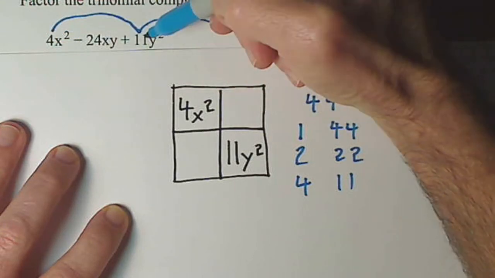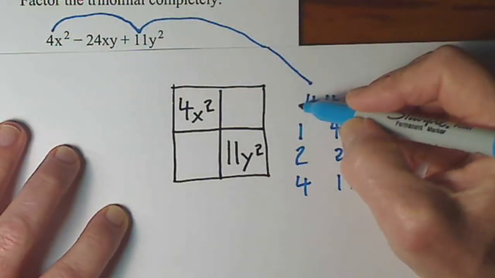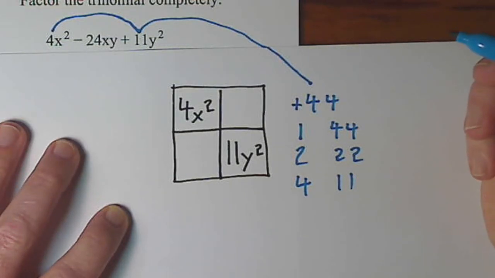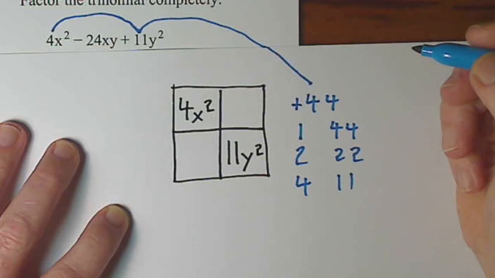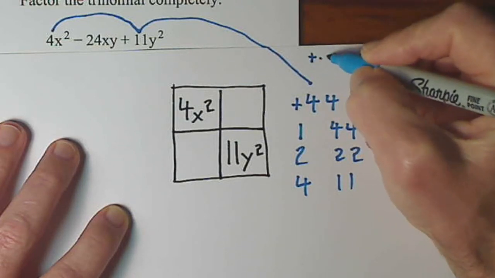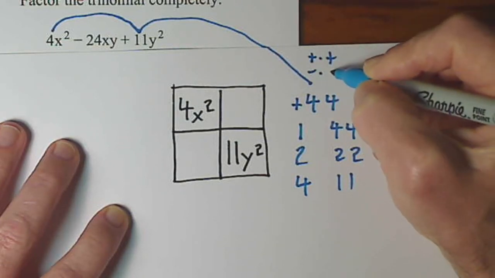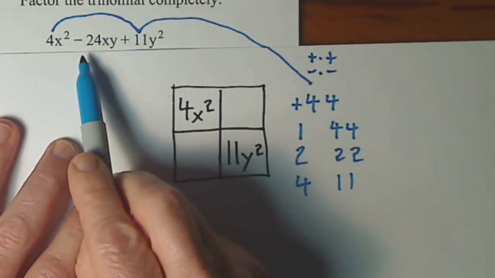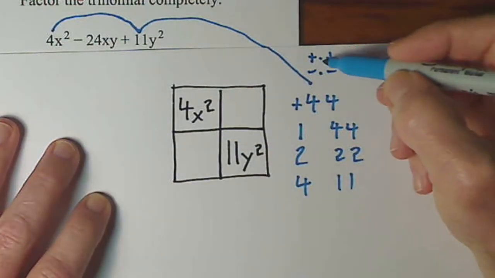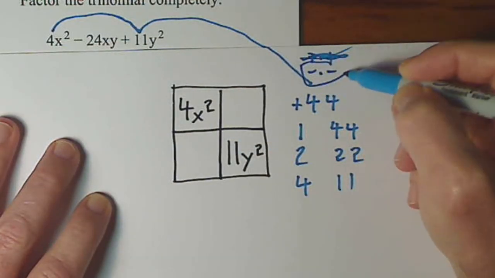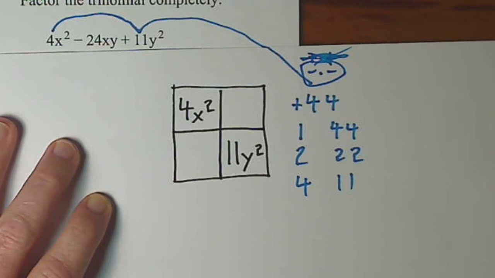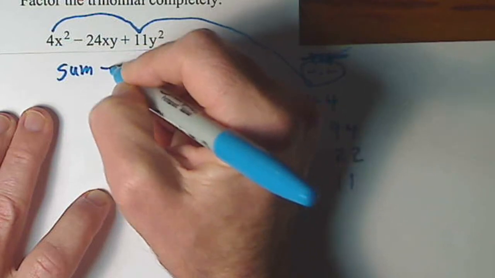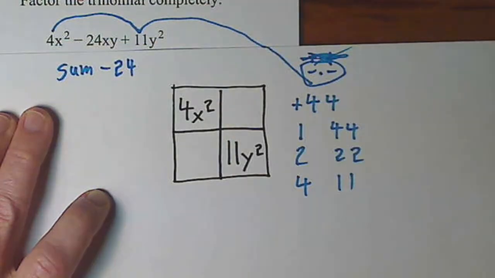Positive 4 times positive 11 gives us a positive 44. The only way to get a positive 44, if you're multiplying, is to have positive times positive or negative times negative. This middle term is negative, so I couldn't use those. They must both be negatives. Alright? So I'm looking for a sum of negative 24.